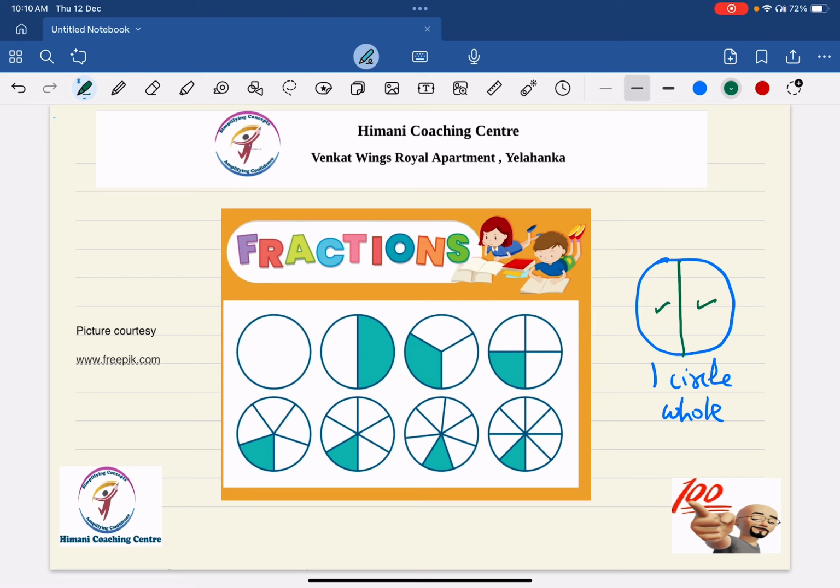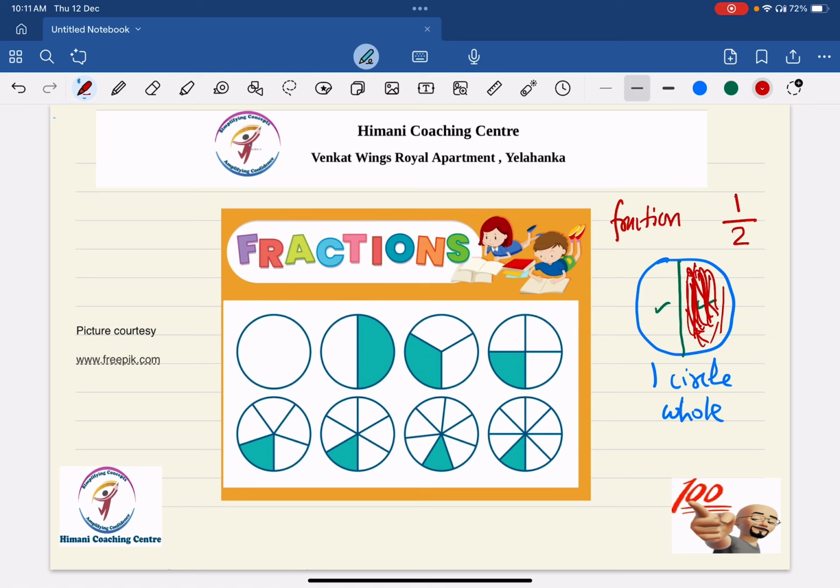So what have we done? Now let me shade this as red. This red part is part of the whole circle. So how can I write it? I will say this red part is one out of two equal parts of the circle. And the moment we write like this, 1 by 2, that is called a fraction.